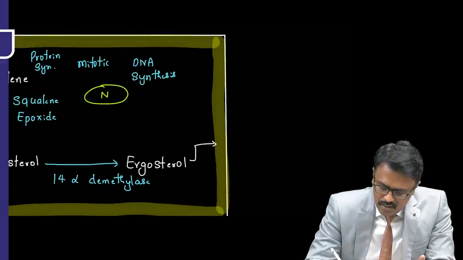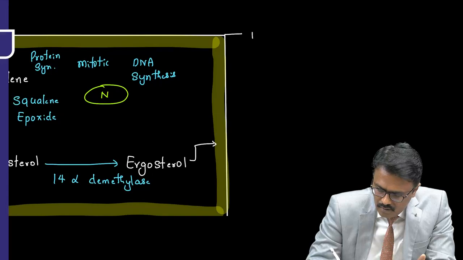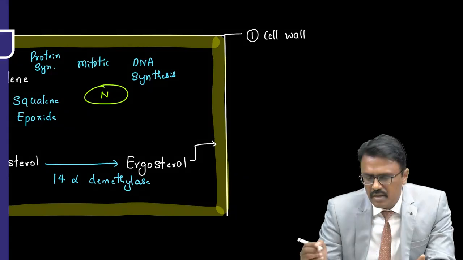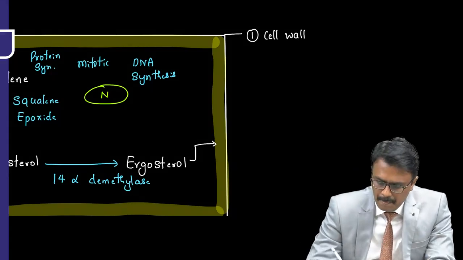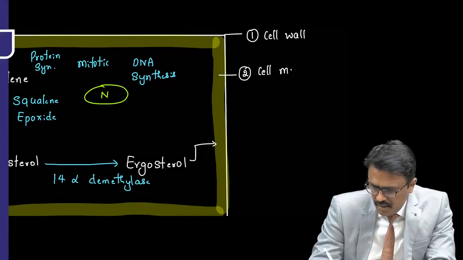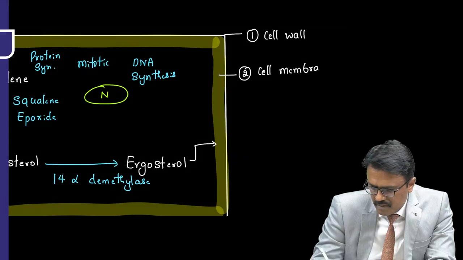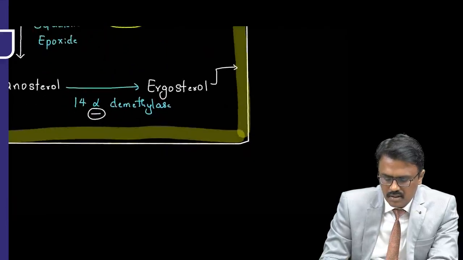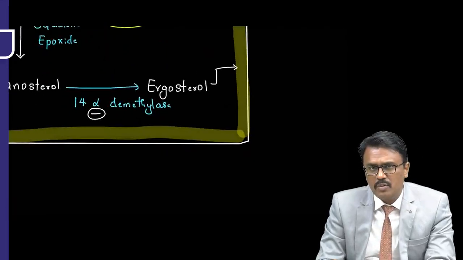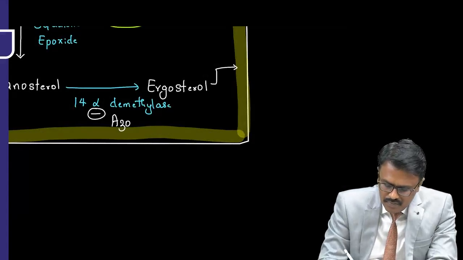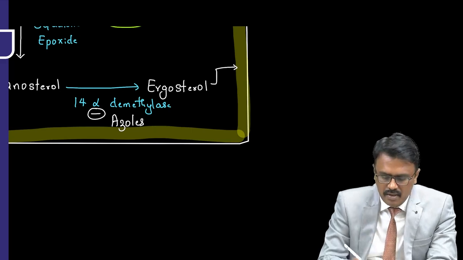Now the first target is the cell wall. So let us go in a systematic manner. We'll understand the drugs which affect the cell wall. Second, we'll understand the drugs which affect the cell membrane of the fungus. Number 3, we have the drugs which inhibit the conversion of lanosterol to ergosterol, and they are called azoles. Now we'll discuss them separately. That is the third target.